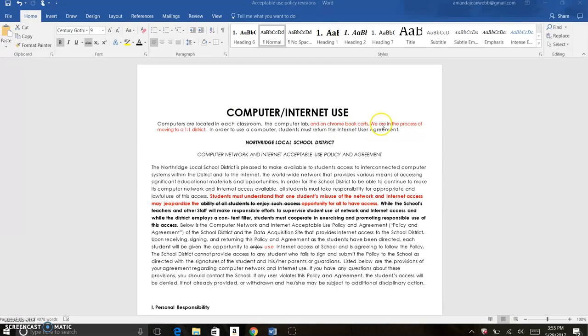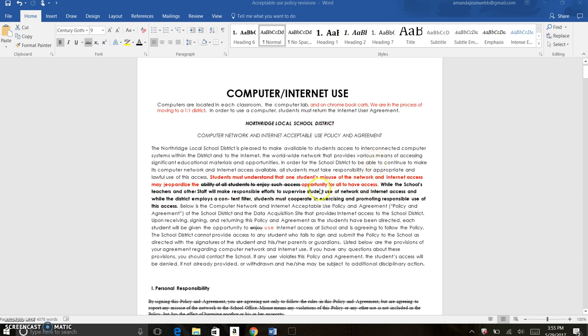At the very beginning, it talks about where computers are used, and we now have Chromebook carts. So I added the Chromebook carts, and we are in the process of moving to a one-to-one district. So I thought it was important to add that because the students' usage of the network and computers will become more as the year goes by, or the years go by.